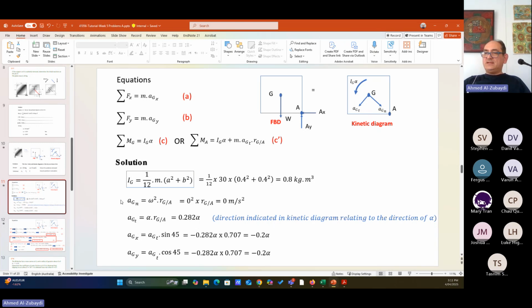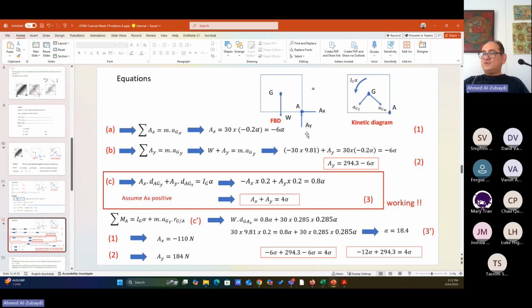First, we calculated the IG, calculated the normal and the tangential accelerations. We found that this one is 0 because the omega is equal to 0. This one is going to be 0.282 alpha, because we know that the R from the point G to the A is equal to 0.282 meters. The alpha is unknown. Now, if I want to take it to the x direction, I need to multiply it by the sine of 45 degrees. To take it to the y direction, I multiply it by the cosine of 45 degrees, and I set up the value for the acceleration in the x and the y.